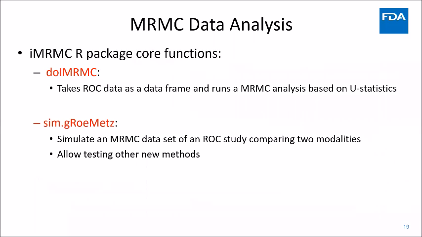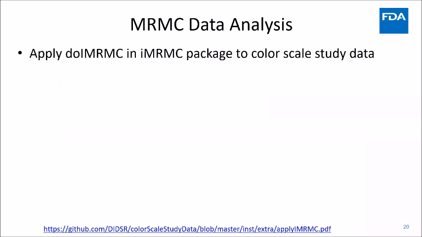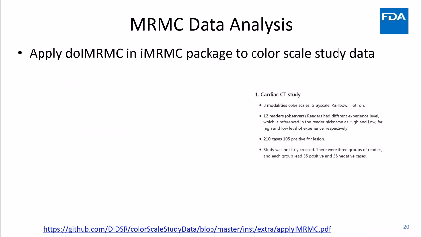There are two core functions in the package. One is to use the ROC data as a data frame and run the MRMC analysis based on U-statistics. The other provides simulation tools to simulate the data and allow testing of other new methods. I will show an example of how we can use the iMRMC function on our color scale study data.